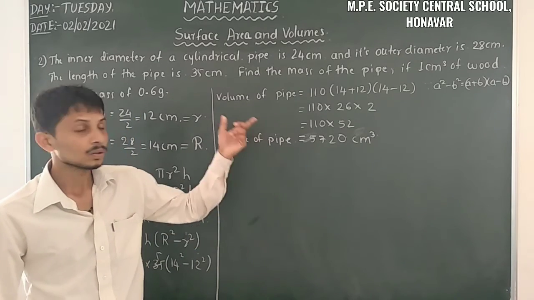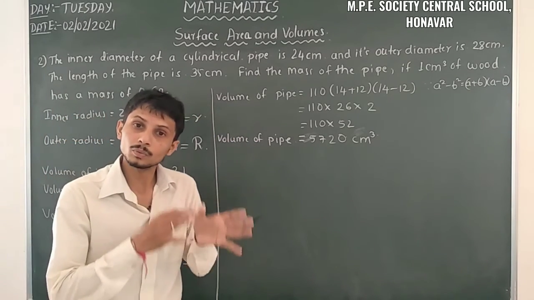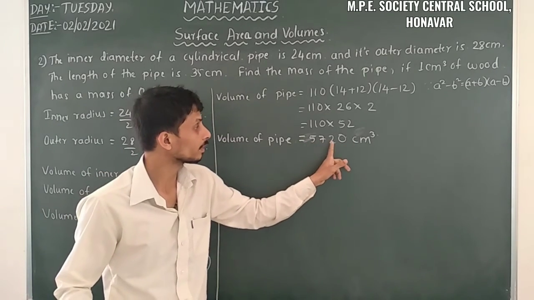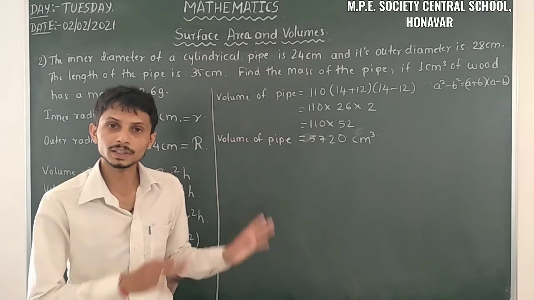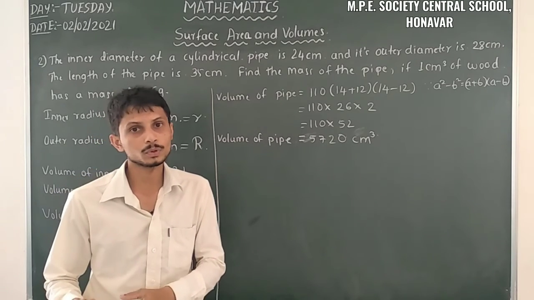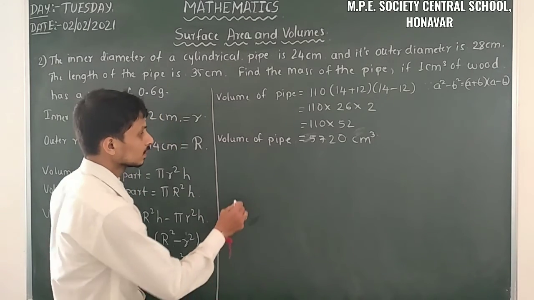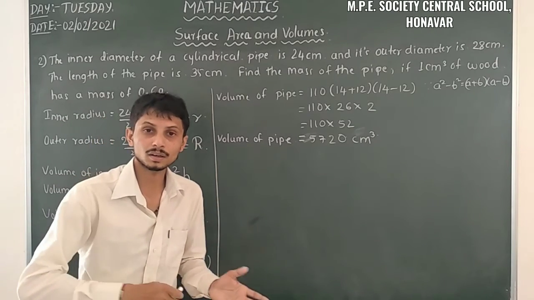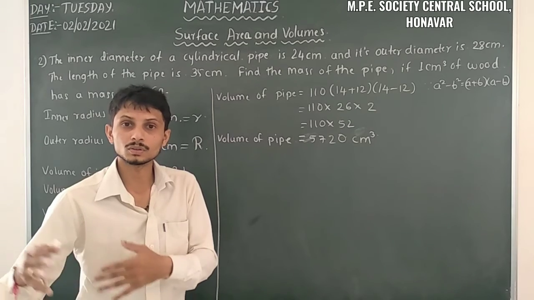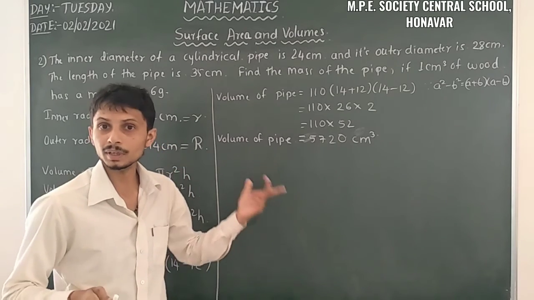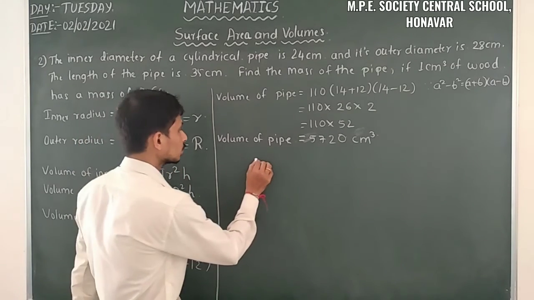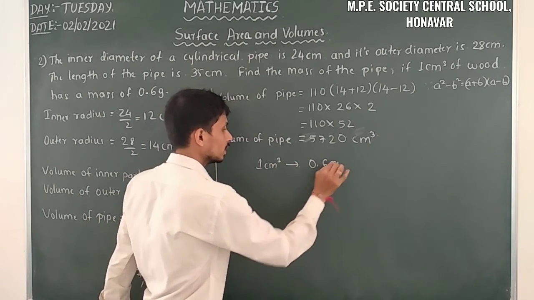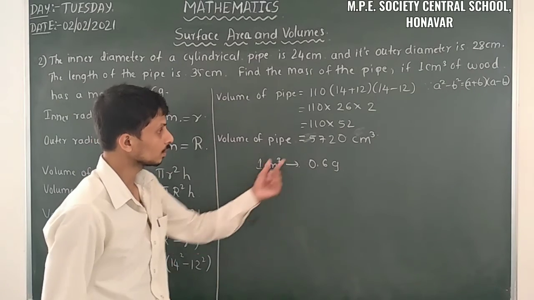That is, 1 centimeter cube of the wood has 0.6 gram, and there are 5720 centimeter cube. So for that, how many grams of wood we have, that we have to find out. The same related problem we have to take here: 1 centimeter cube of volume is 0.6 gram, so how many grams for 5720 centimeter cube?